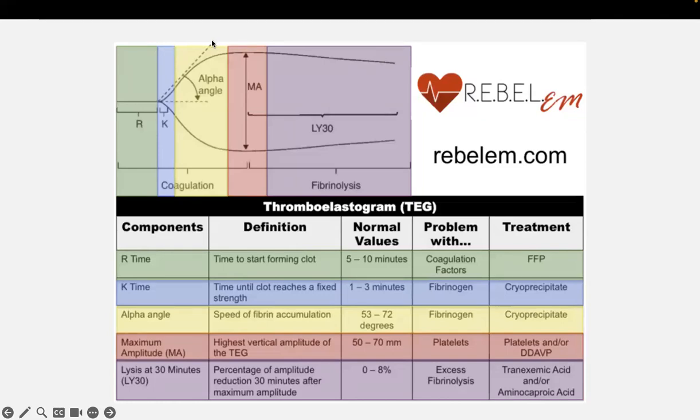So those are the main markers of fibrinogen. R time is clotting factors, K time, alpha angle, fibrinogen. Okay, I'm assuming silence is understanding.